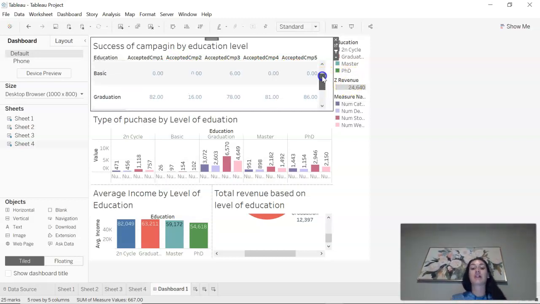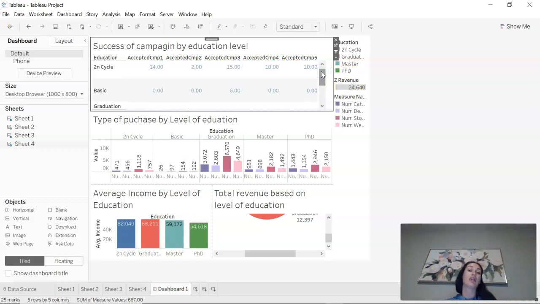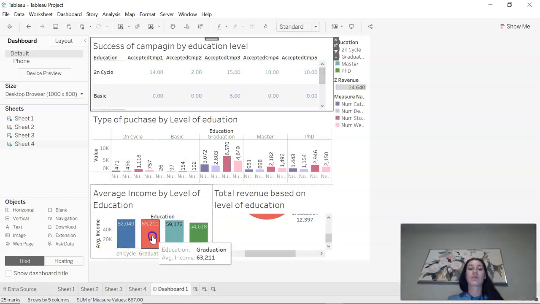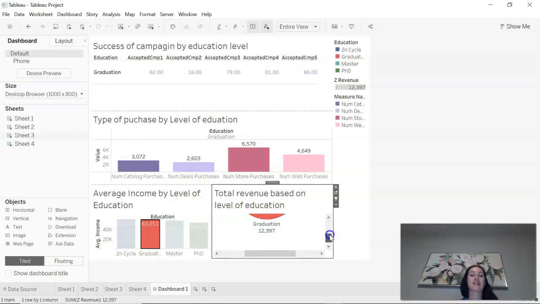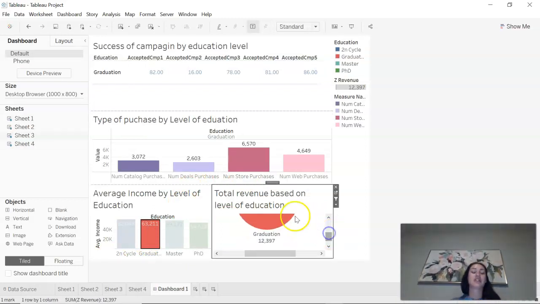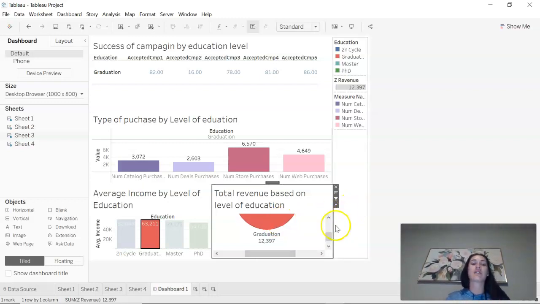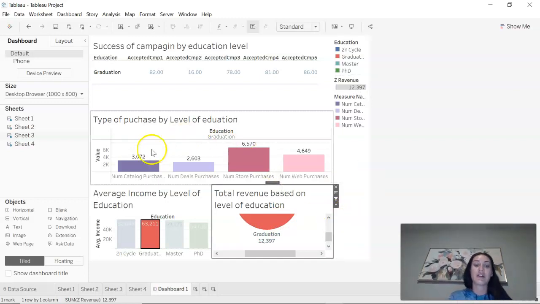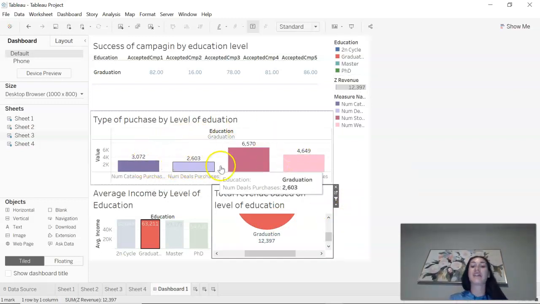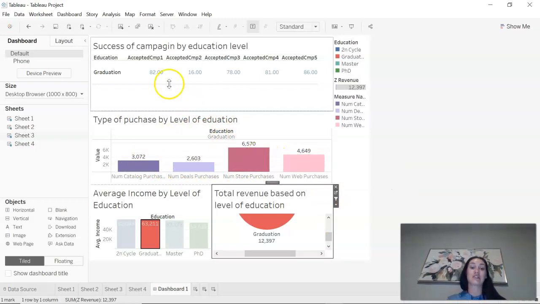So possibly changing marketing efforts in the future, taking money away from that campaign and putting it into other efforts. Going back to graduation, which we said we'd look at earlier, on this bar chart you see that it's 1,200. That's quadrupling the second cycle and doubling the masters, which is extremely important to note because this target audience produces the most revenue. In the types of purchases, they don't have anything under 1,000, which is really interesting.